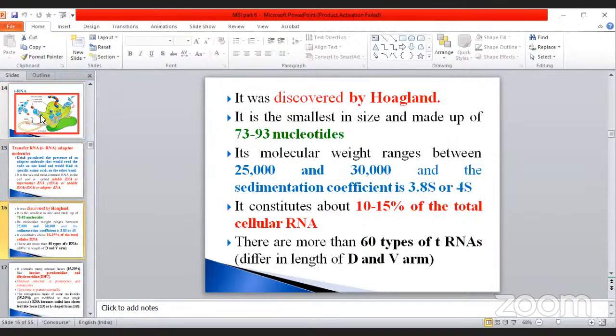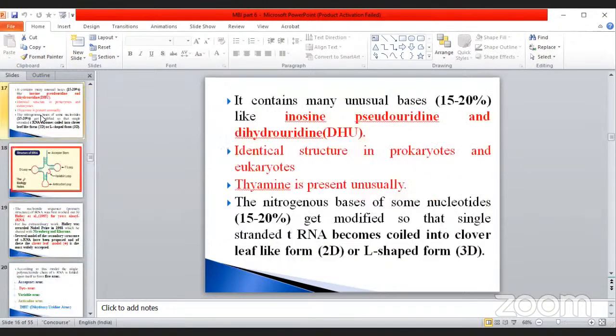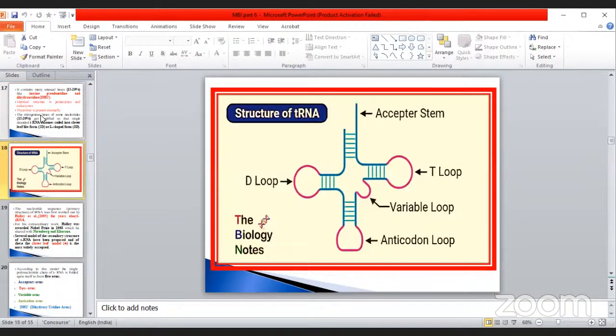Sir, tRNA, sir. Very good. mRNA, rRNA, hnRNA, snRNA. Among these, which one is very, very essential for protein biosynthesis or the translation process? Sir, tRNA, sir. Only tRNA? Is it correct?